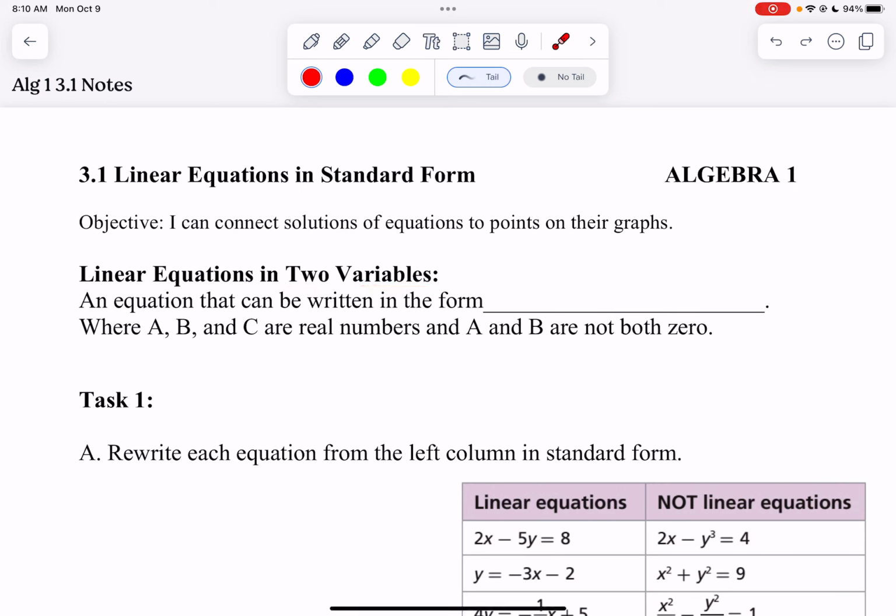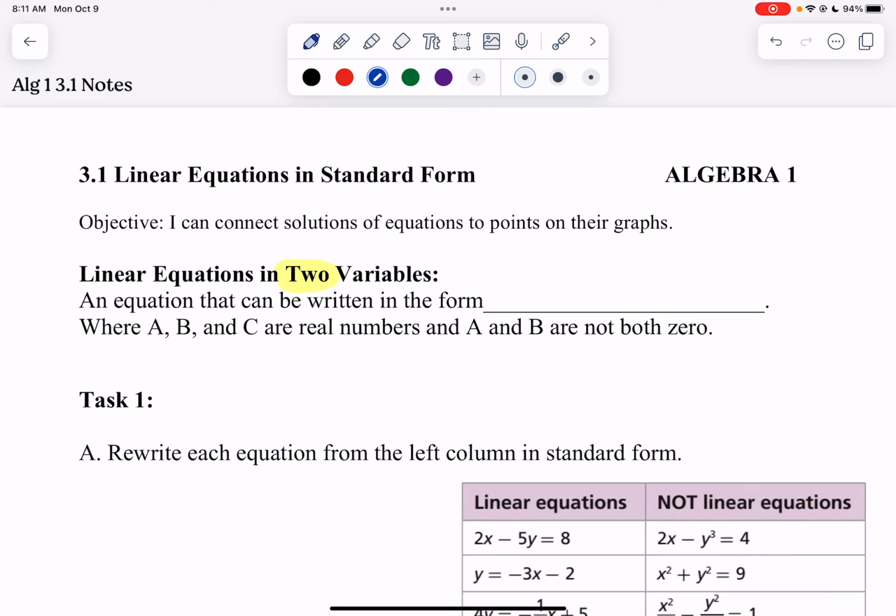So far, any equations we've dealt with have not been linear equations because they only have one variable, an x or a y, when we've been solving them. Today we're going to be dealing with linear equations in two variables. Important word there being two. So there's going to be two different variables.